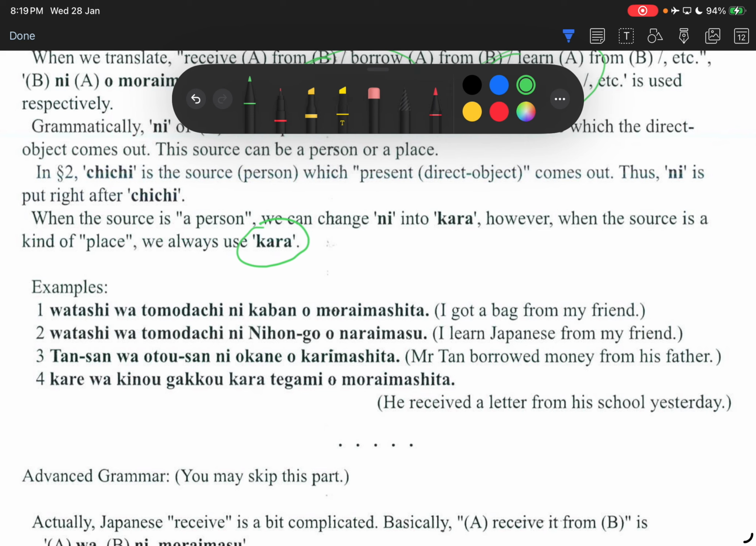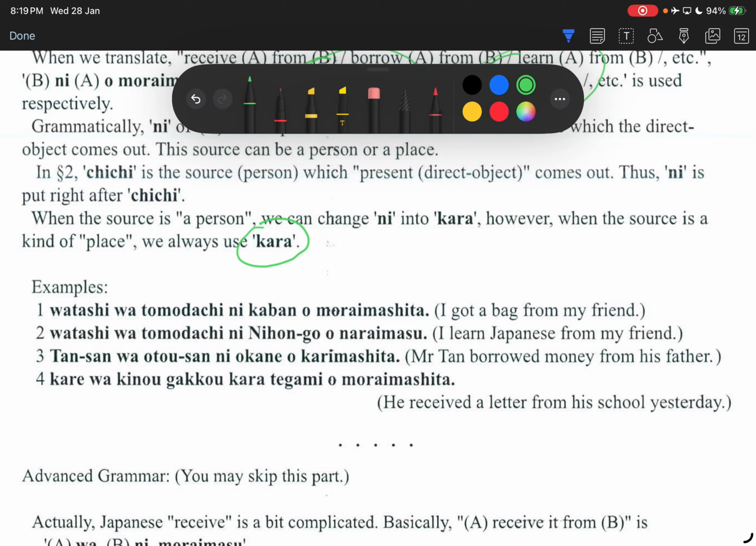I mean, if it's a place or location, we use kara from the place. Then for a person, we have a choice of ni or kara. But kara is always more natural lah. Easier for the listener also. Can? Thank you.